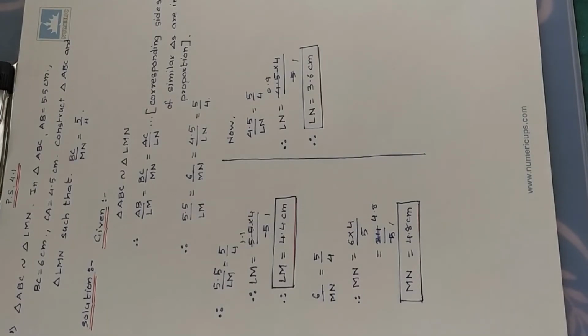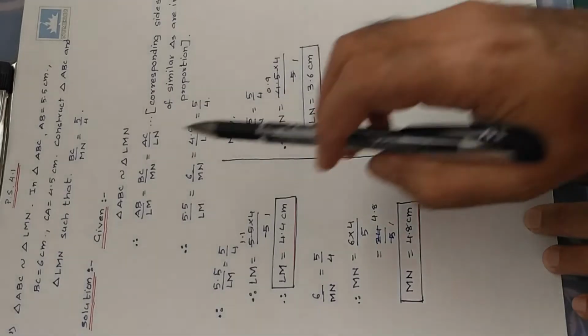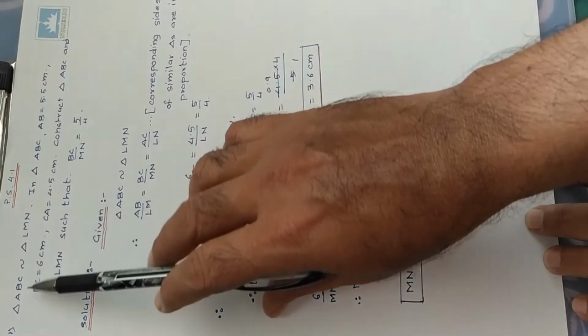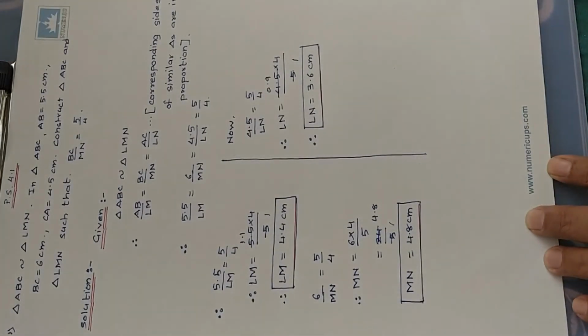Now we have to do the construction. This type of example may come for 4 marks. Now here we are going to learn two types. Out of this, the first type is where we are going to have two different triangles. So understand this very carefully, because many times children make mistakes in this type of example. Here triangle ABC and triangle LMN are two different triangles, means you are going to have two different diagrams of triangles. Keep this in mind.